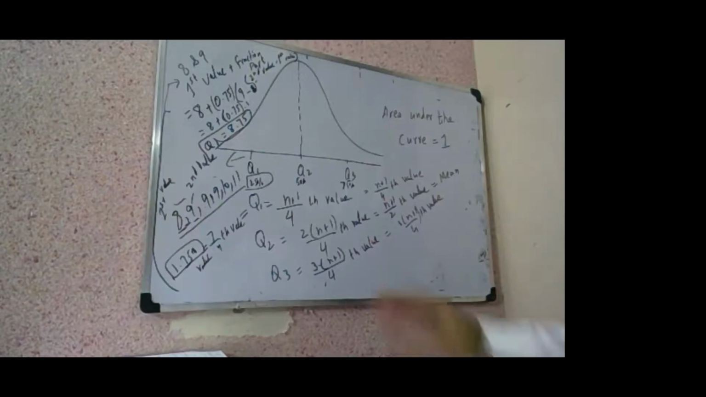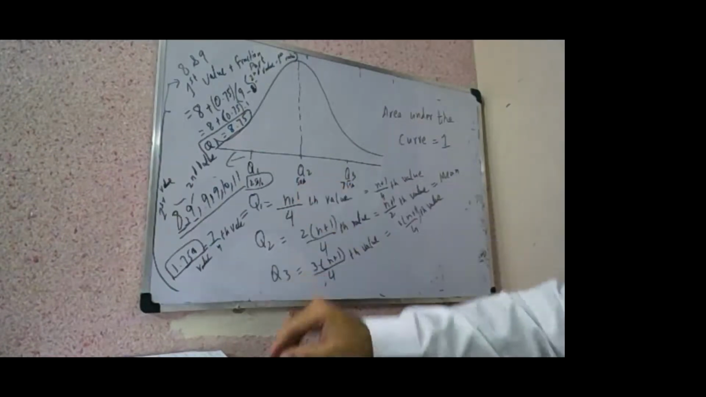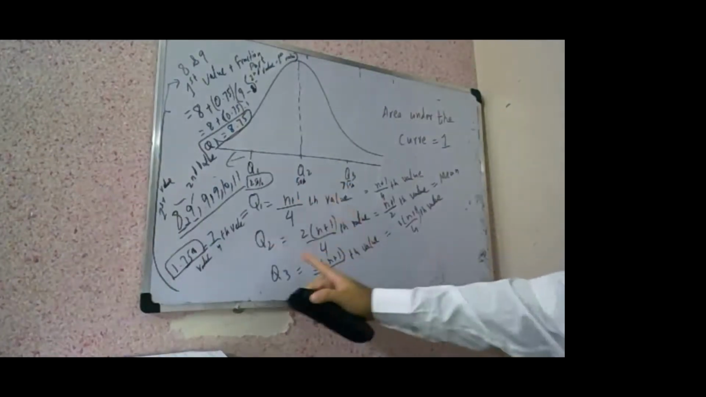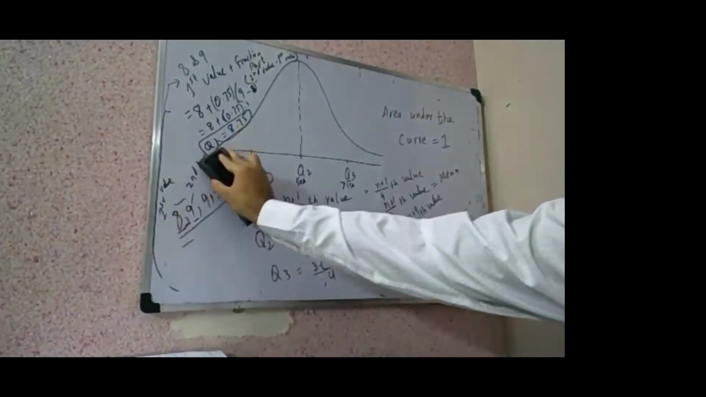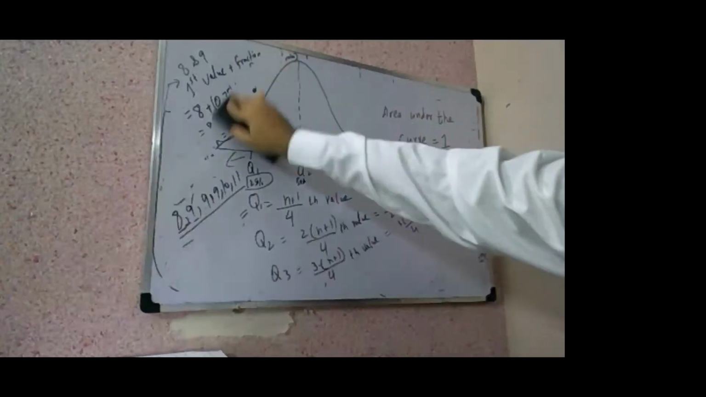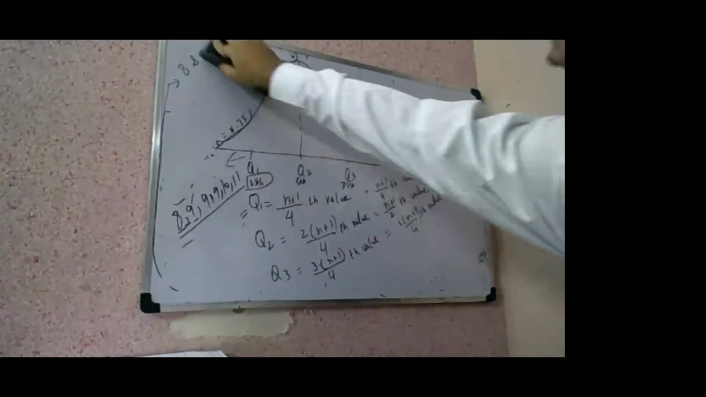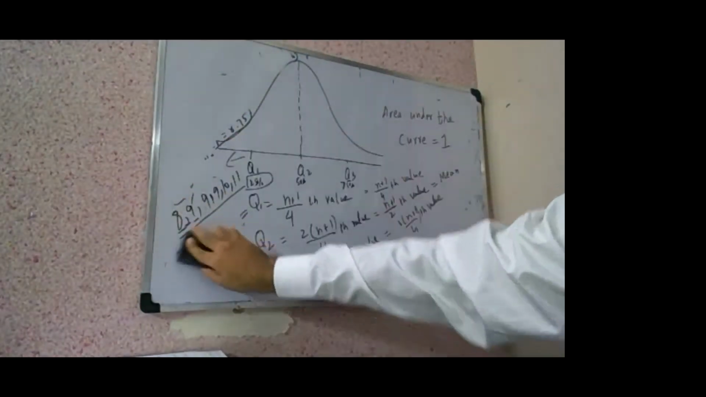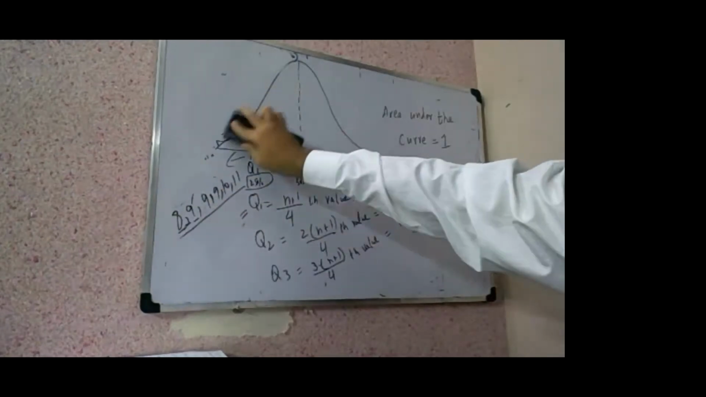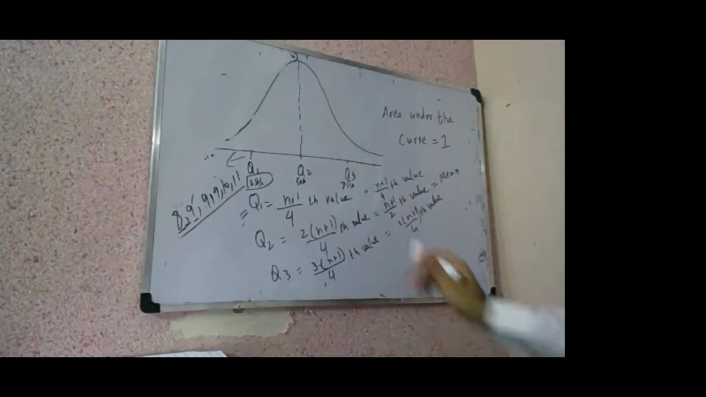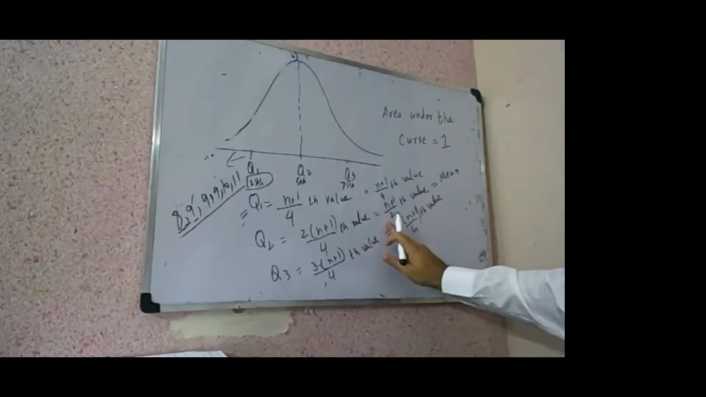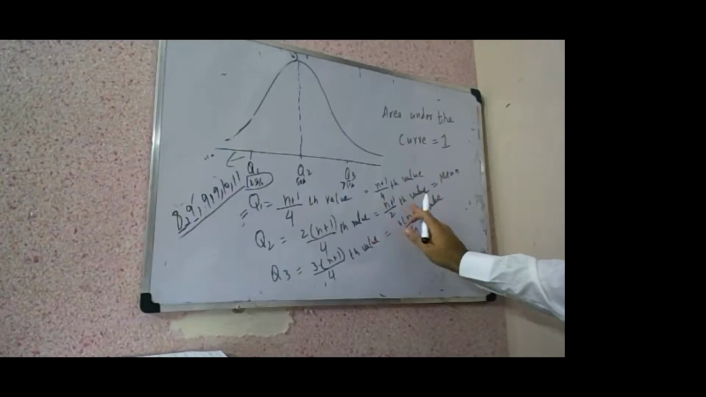Because we're going to do the same thing for Q2. Let's talk about Q2, and we will also see how it is exactly like the mean, because our data is symmetric. If the data is symmetric, it's exactly like it. So what is Q2? The value at (n plus 1) by 2.